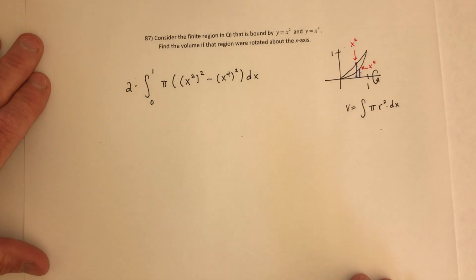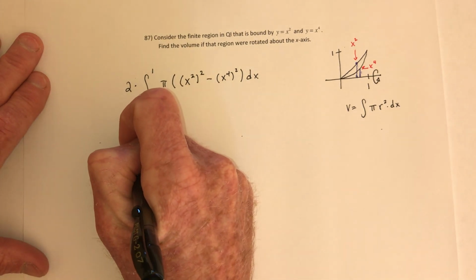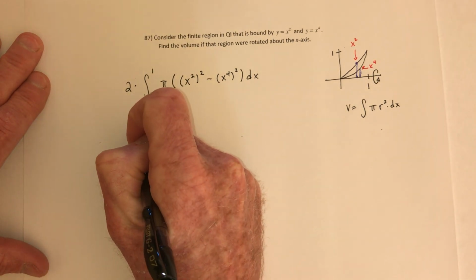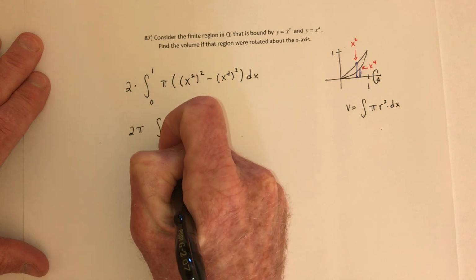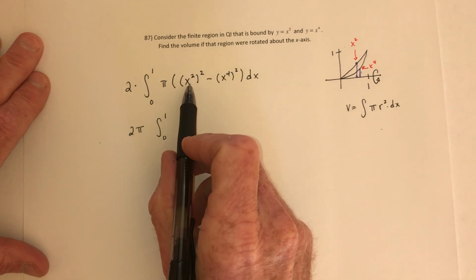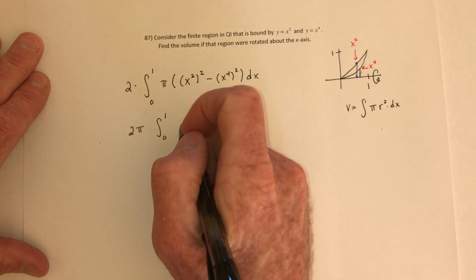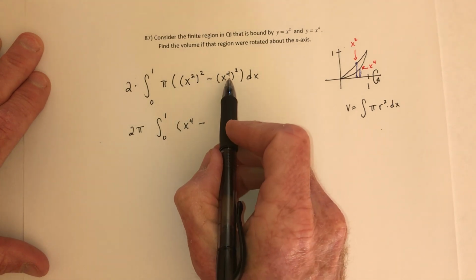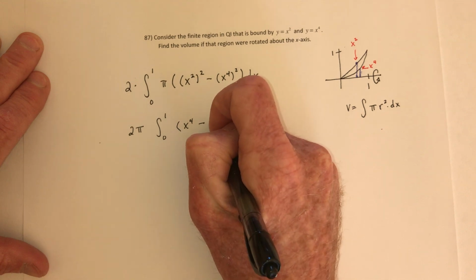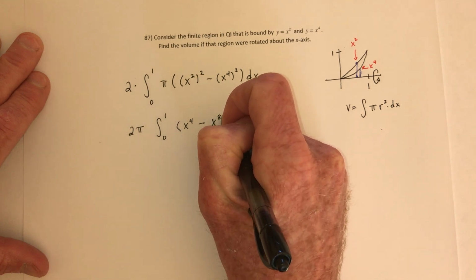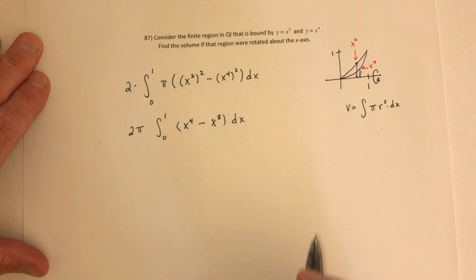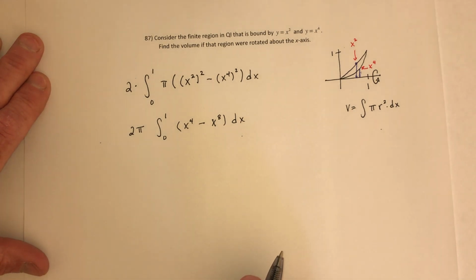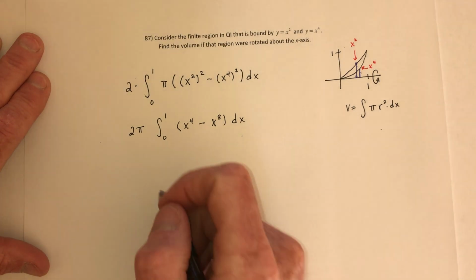And before integrating, I'm going to do a little bit of algebra. Like this pi, you could factor it out. And then this would be x to the fourth. And this is going to be x to the eighth. All right, that was the hardest part. Now do the antiderivative.